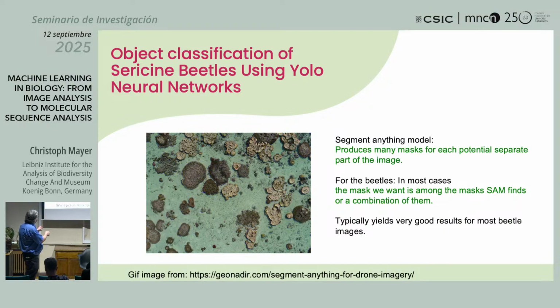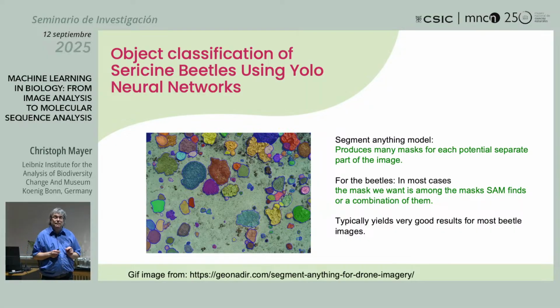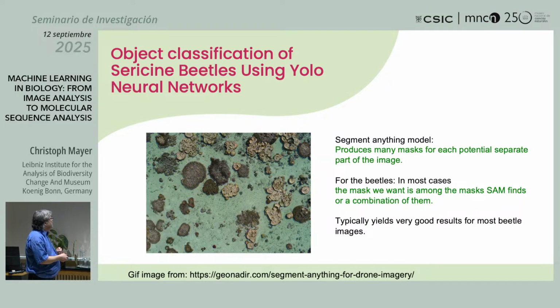This here is what Segment Anything does. You just give it the image and it tries to find the different parts of that image, and it does that surprisingly well here. So actually, for our beetles, it typically produces many, many parts of the image. And typically, one of them is the beetle that we want, or the reproductive organ. Sometimes it's a combination of them, but typically it's not very difficult to combine them. You get typically quite good results.